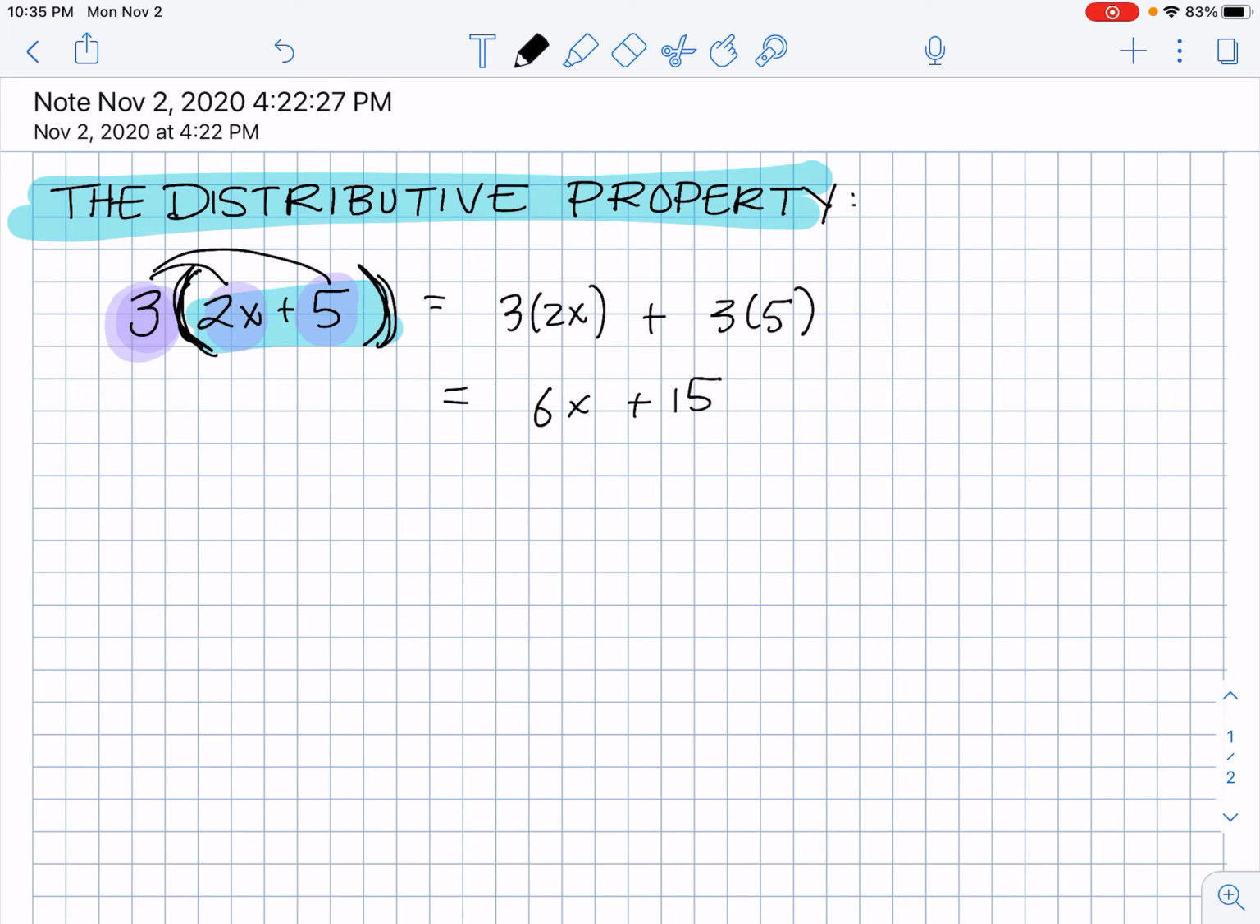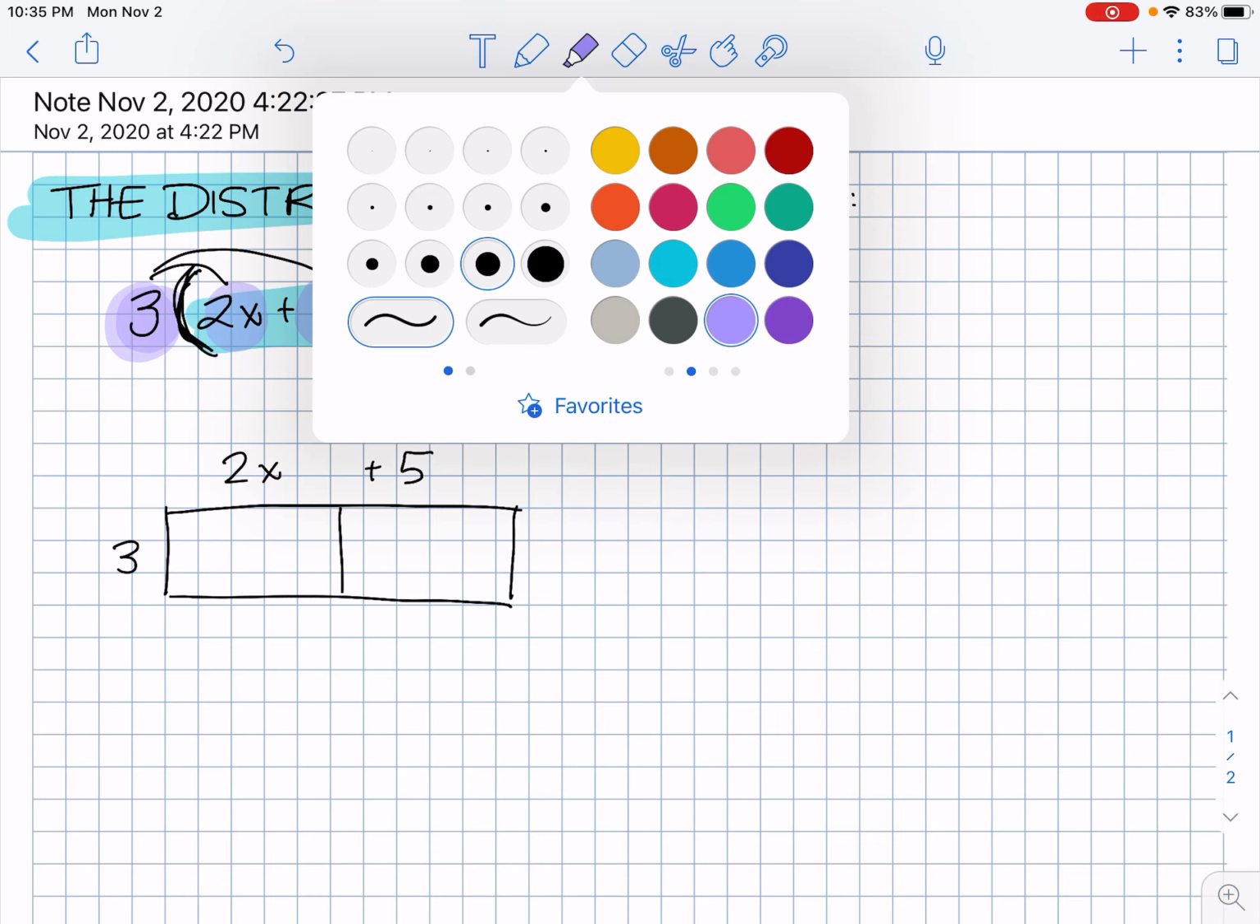You may have also seen this done using the area method. Sometimes it's called the box method. And so if you're doing it this way, what you do is you draw a little box, and on the outside you have a 3, and you have a 2x and a 5 on the top. And what this does is it just kind of helps you to remember what to multiply by.